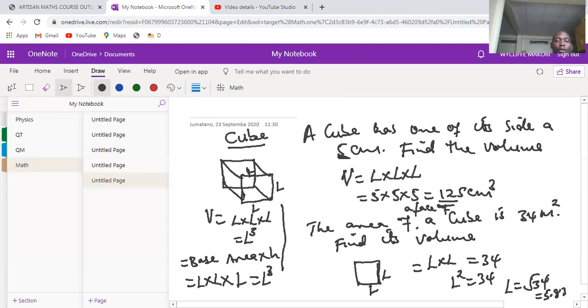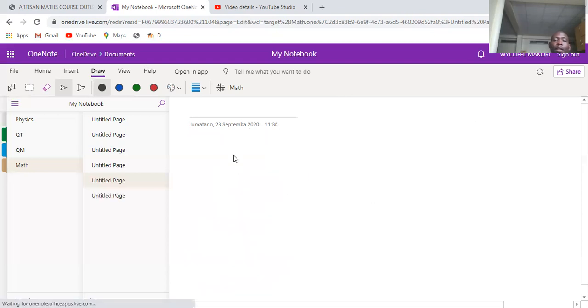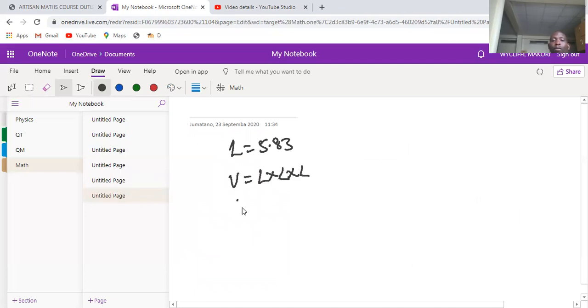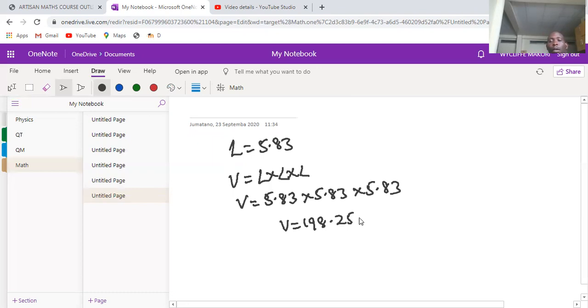Then we can say, if L is equal to 5.83, and we know the volume is the same as L times L times L, therefore V will be equal to 5.83 times 5.83 times 5.83, which we find to be 198.25 meters cubed, because this one was in meters. So that is how we get the volume of a cube.